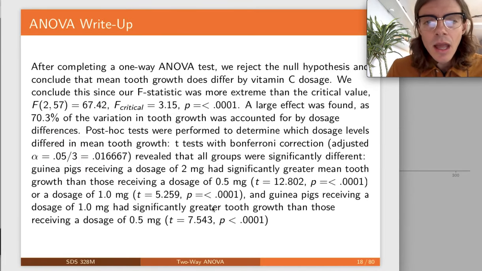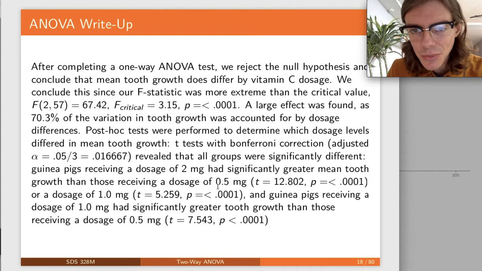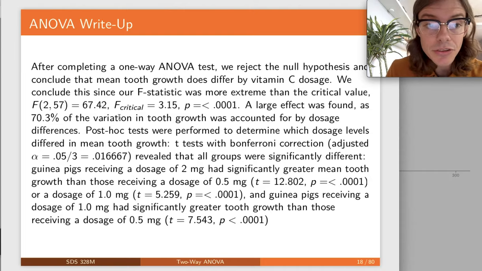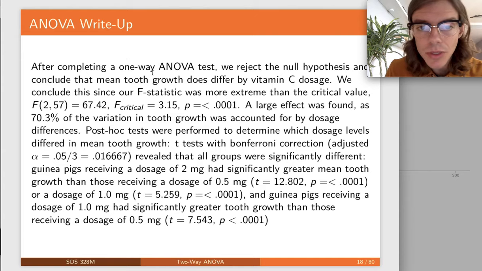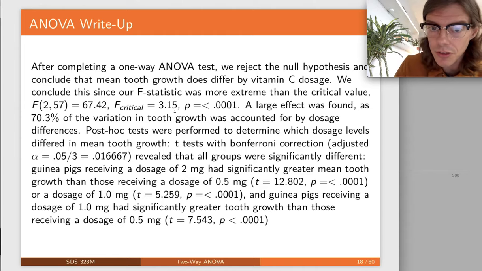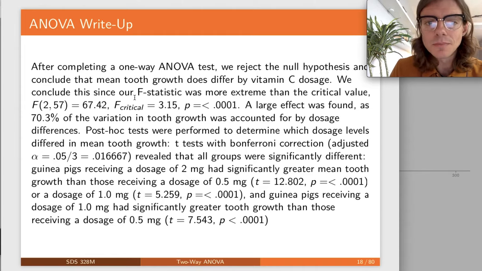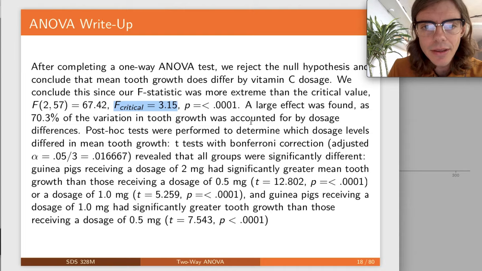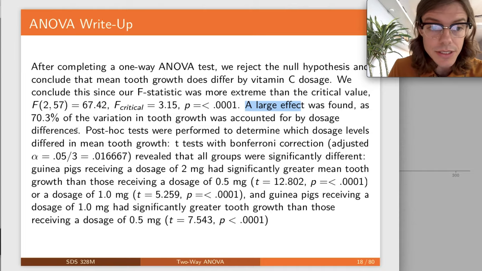Sweet. Here's a big write-up, and it's good to do a write-up like this. This is the way you see it done, and it has all the crucial elements. So, talk about the kind of test you did. We did a one-way ANOVA. It led us to reject the null hypothesis and conclude that mean tooth growth differs by vitamin C dosage. Our F statistic was bigger than the critical value, right? There's the F statistic. There's the critical value. You can include the p-value if you want. A large effect was found. 70.3% of the variation in tooth growth could be accounted for by dosage differences.